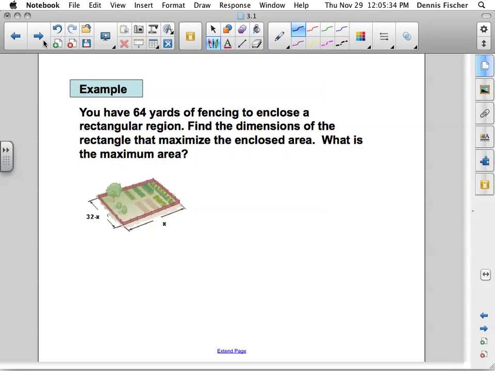You have 64 yards of fencing to enclose the figure below. Find the dimensions of the rectangle that maximize the enclosed area. What is the maximum area? Could you do it? We run into a problem here. We just did all this stuff. We know how to find a vertex. I know how to graph because we did a lot of that. Now applying it.